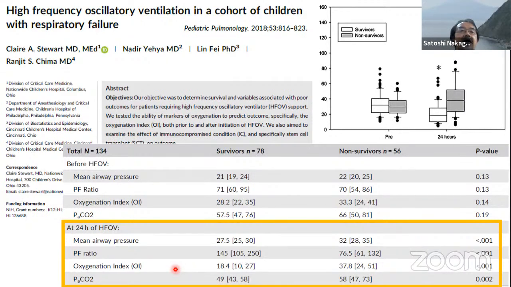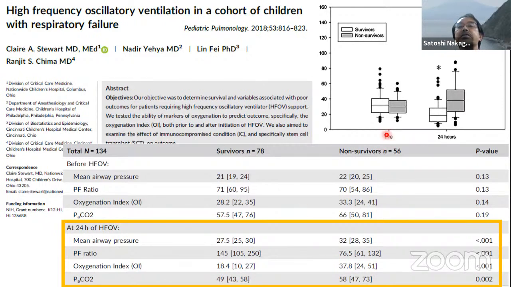When we look at the oxygenation index, it decreased significantly in the survivors by applying high-frequency oscillation. However, there was no change in the OI in the non-survivors in the 24 hours of the high-frequency oscillation. And between the survivors and non-survivors, PaCO2 levels are statistically different.